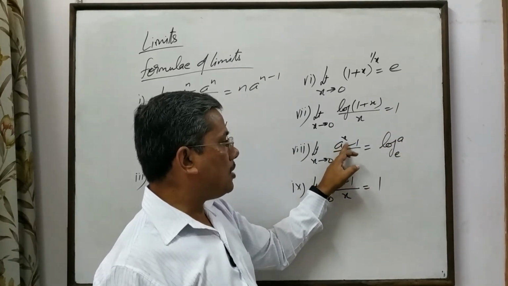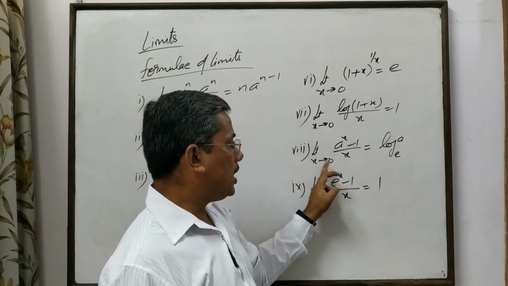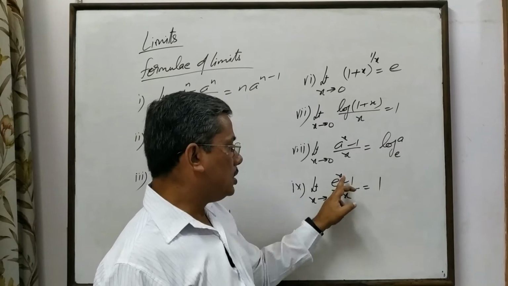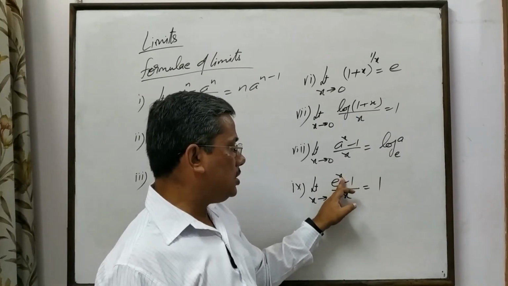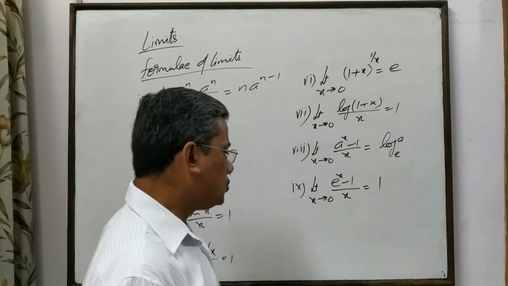The power of a and the denominator should be equal, and that should tend to 0, only then it will be equal to log a to the base e. Similarly, the power of e and the denominator are equal, and that should tend to 0.